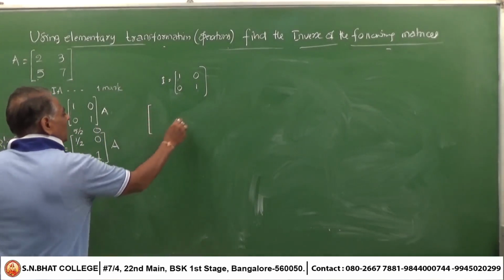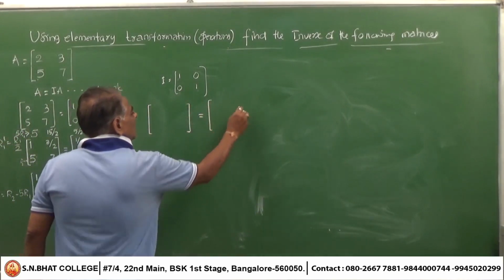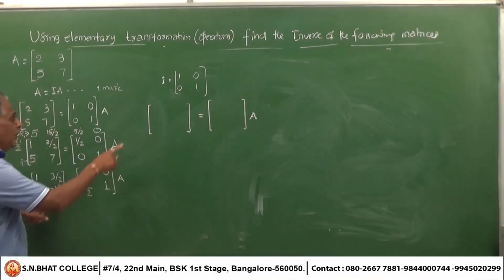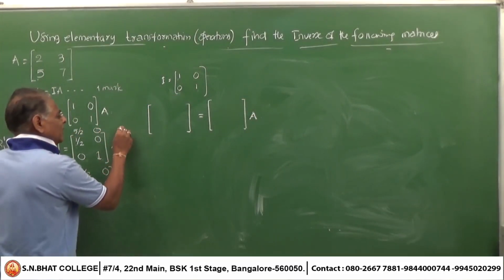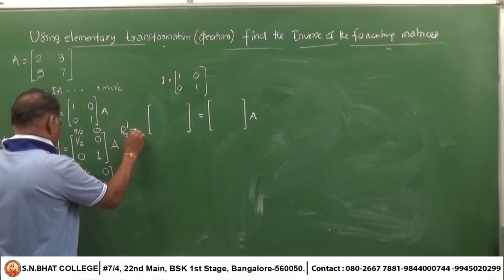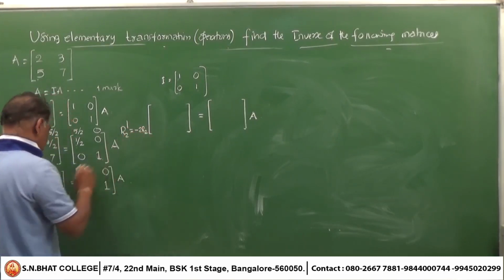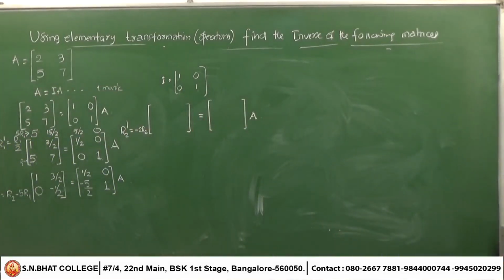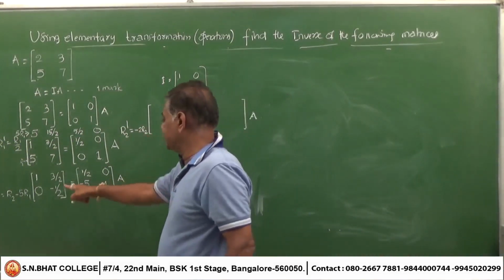Next, I will write here. To make this element to be 1, multiply R2 by minus 2. R2 dash is minus 2R2. Multiply R2 by minus 2, it becomes 1. R2 dash is equal to minus of 2R2. That means multiply R2 by minus 2.